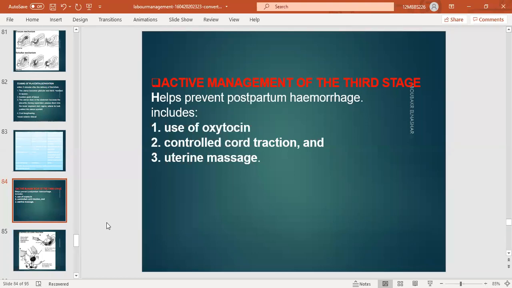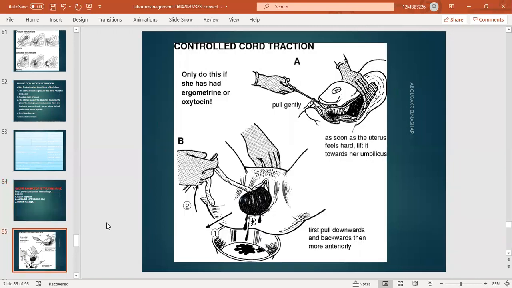But nowadays, again, there is a new recommendation: do not do the uterine massage. Just give the oxytocin. Previously, it was said that uterine massage comes under the active management of the third stage of labor, but nowadays it is recommended that there is no need for uterine massage. Just give 10 international units of oxytocin and do the controlled cord traction. Now look at this. This is the method of controlled cord traction.